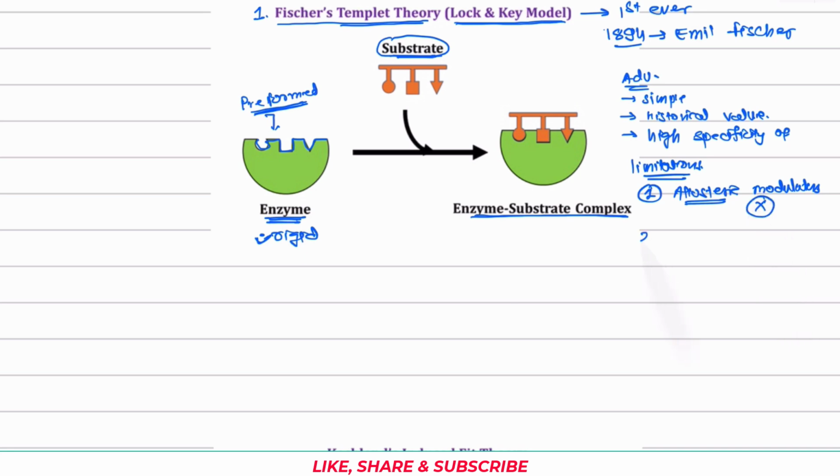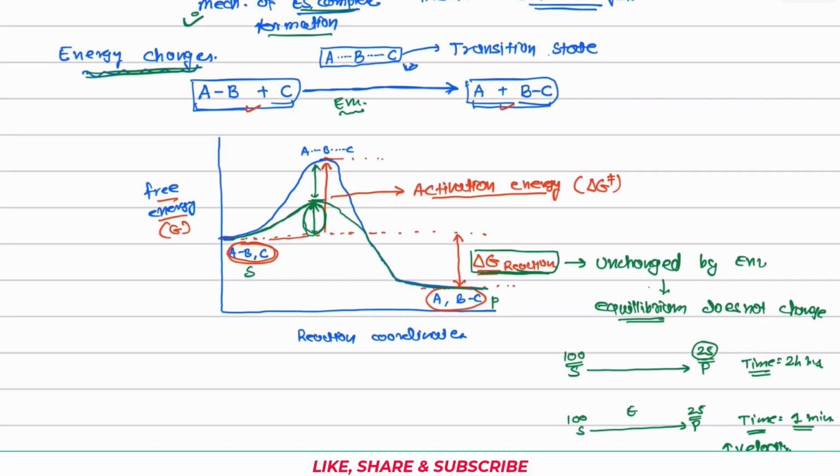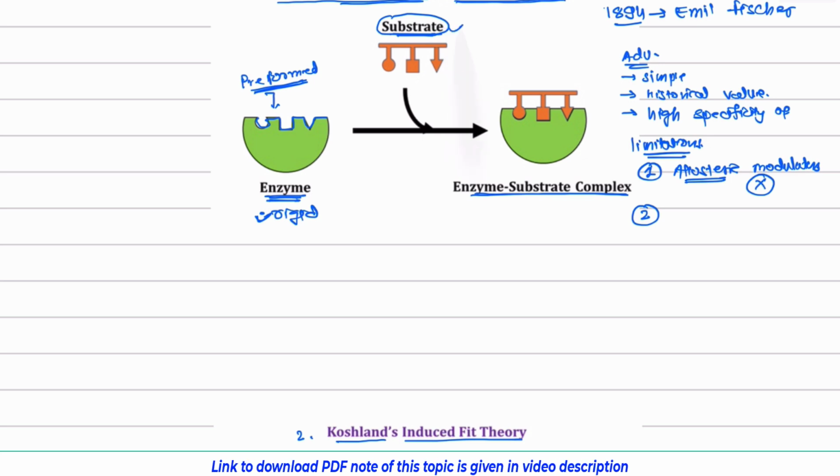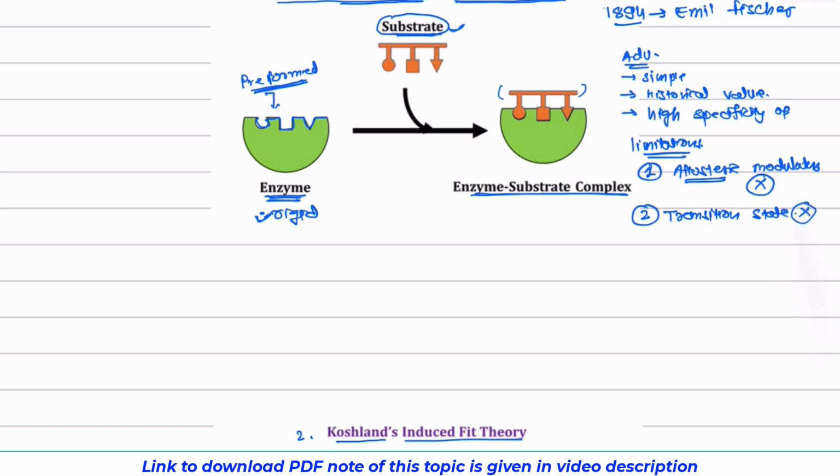The second limitation is that, as we had seen earlier, there is a provision of the transition state. In this theory, as you can see, the substrate is not changing even after binding. So this theory fails to explain the transition state of the substrate. So this also cannot be explained by this theory.